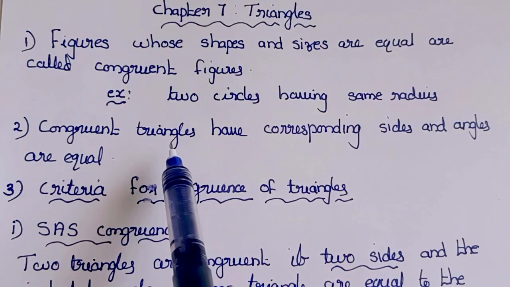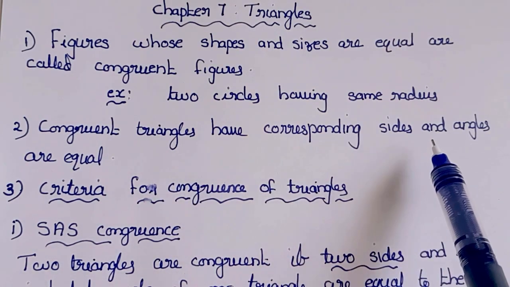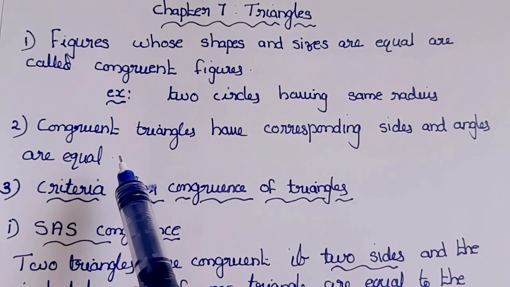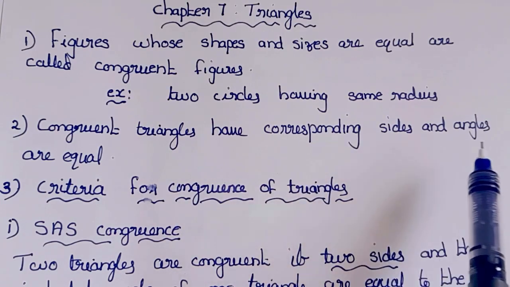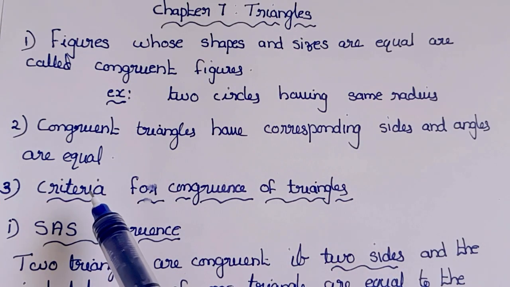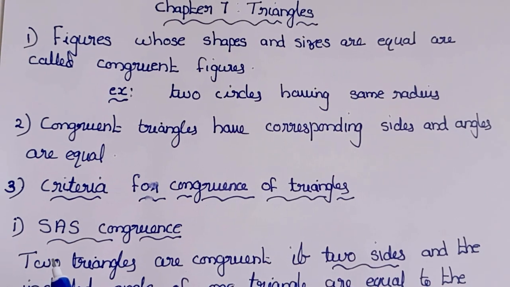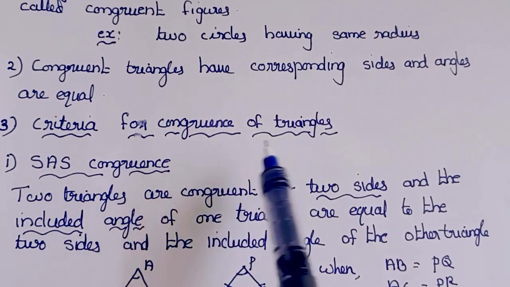Second, congruent triangles have corresponding sides and angles equal. If two triangles are congruent, then their corresponding sides are equal and corresponding angles are equal. Now some criteria for congruence of triangles.